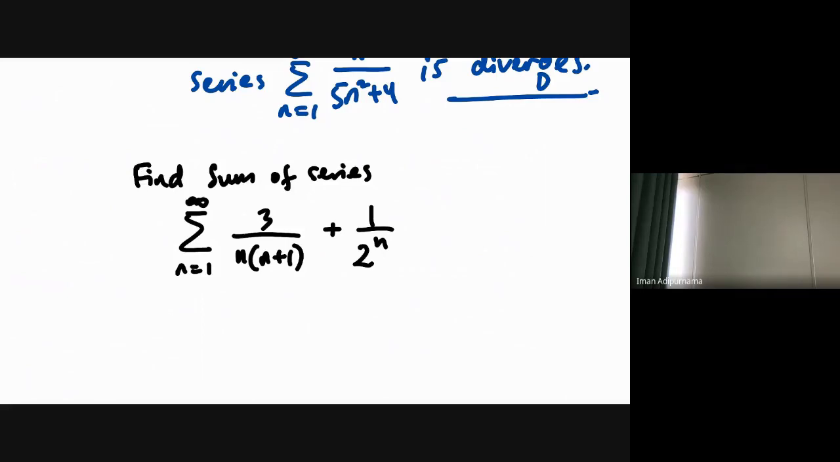I think this one, the left one, we already did with the telescoping sum, right? So this is just 3 multiplied by 1. Or you can write down the telescoping sum and then multiply all by 3, and it's 3. And here is what? It's geometric, right? Geometric sum. So you can use the geometric formula.